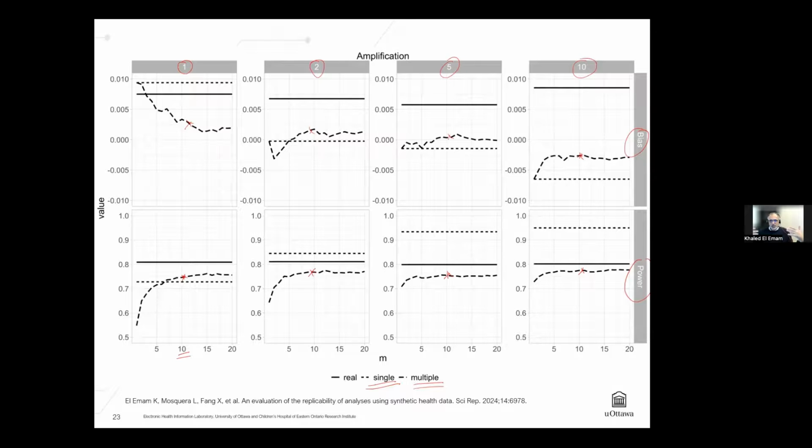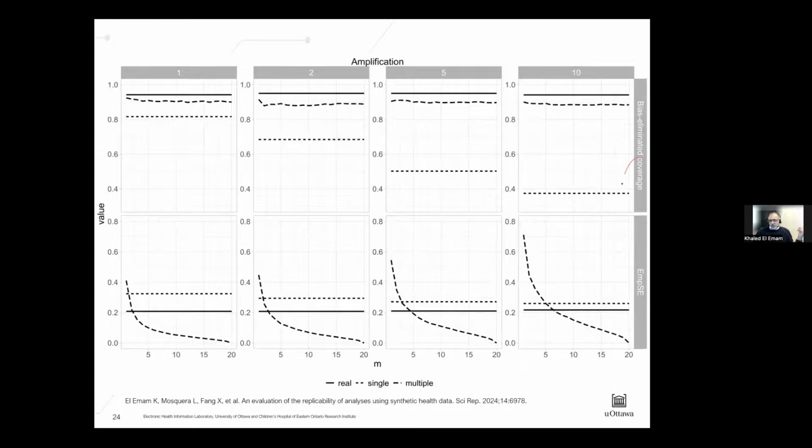Our simulations show this for one type of simulation of one data set, but we were getting similar results in other data sets. So that's really important. Amplification using synthetic data, at least if you're doing statistical analysis, the benefits are very marginal. No power benefit, very little bias benefit, very little coverage benefit, etc.